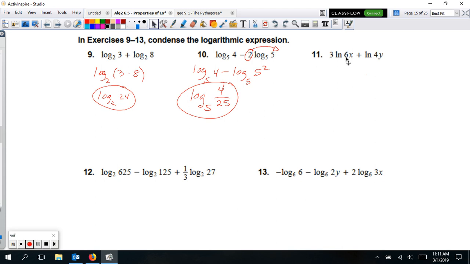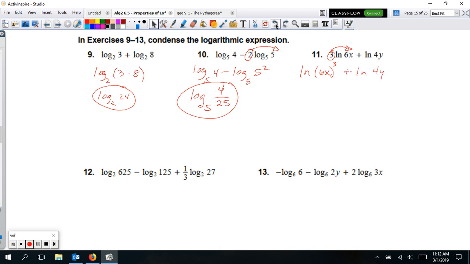We want to affect the whole thing, the 6x, so we're going to put the 3 back up and put the 6x in a parenthesis. So 3 is going to go back up there. And so it's now the natural log of the 6x in a parenthesis to that third power, and then plus this part, that stays the same for now.